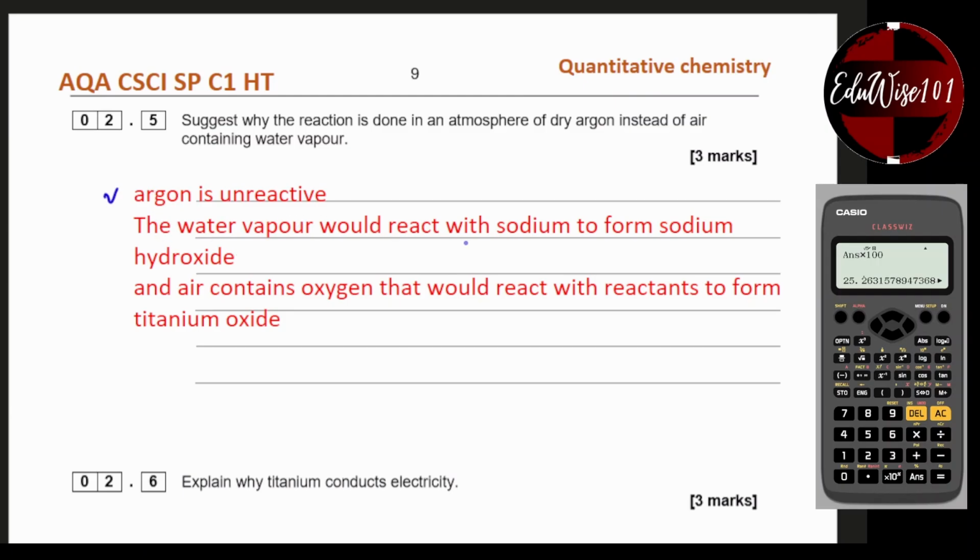The water vapor would react with sodium to form sodium hydroxide, and the air contains oxygen, which would react with the reactants, mainly the titanium, to form titanium oxide. So that's the 3 marks.